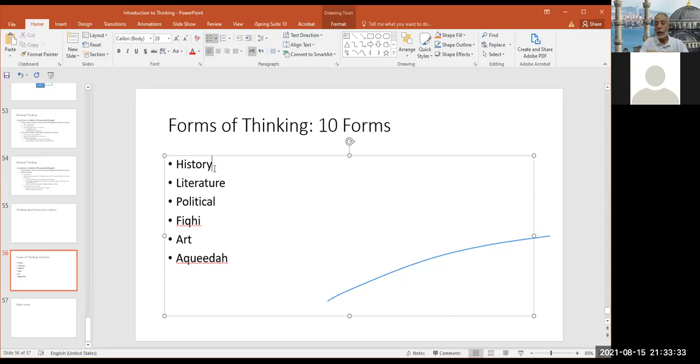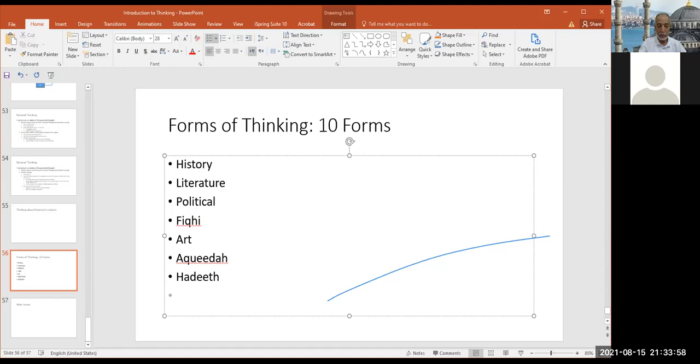Now, filtering valid narrations from invalid narrations in history is very, very difficult, because history has not been narrated in the manner that hadith was narrated. Actually, there is here also the thinking about the hadith itself.